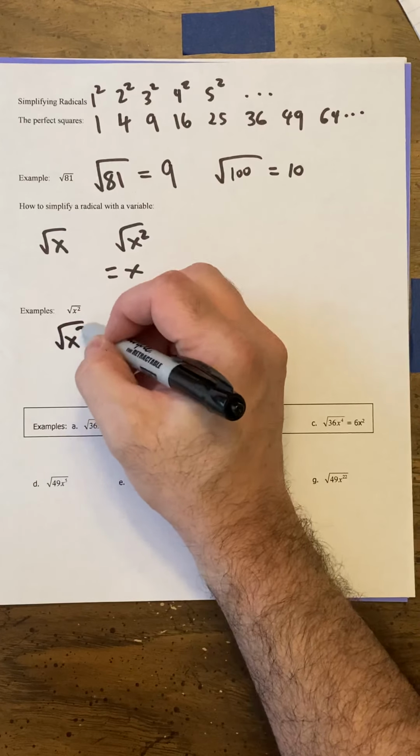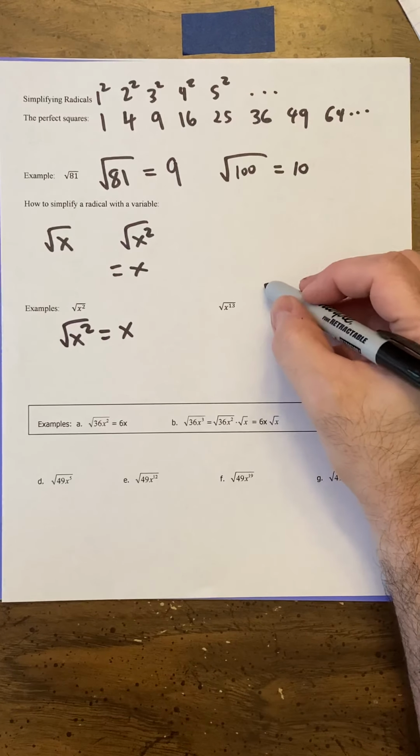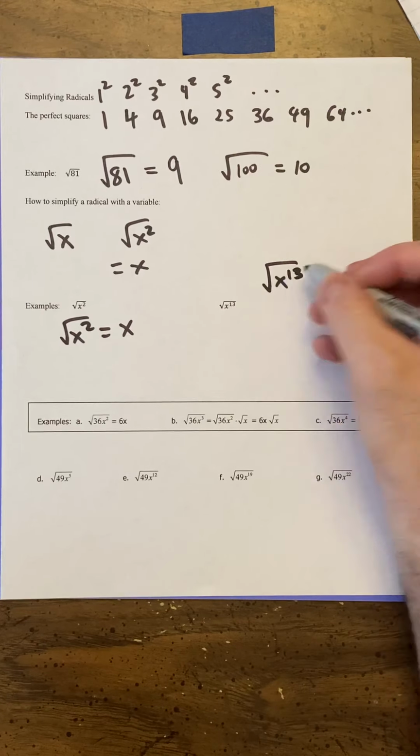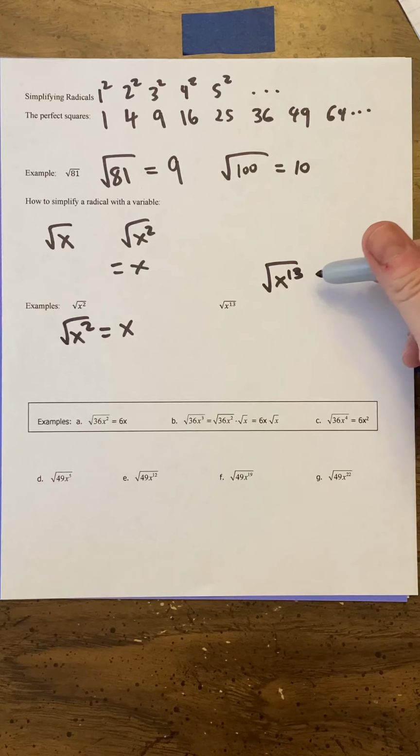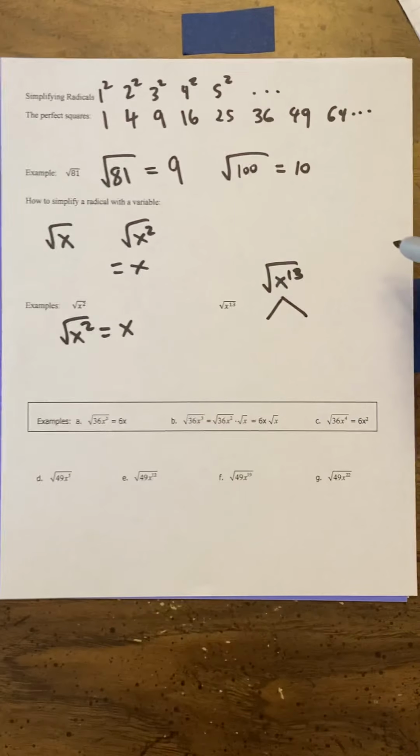I'll write this larger. Square root of x squared is just x, because x times x is x squared. How about x to the 13th? Let me write that larger for you here so you can see it. So half of 13 is 6.5, but we don't want any decimals or fractions in our answer. So what we're going to do is break this up into two parts.